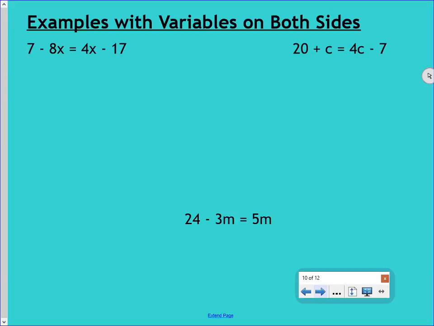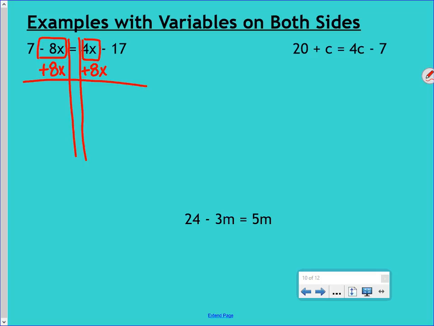Examples with variables on both sides. Step number 1, distribute. There are no parentheses, we do not have distribution. Step number 2, get variables to one side. I have negative 8x and 4x. See how I box the negative with the 8? That minus sign stays with the 8. I get those to one side. I'm going to pick the smaller one. Negative 8 is smaller than 4, so I'm going to undo subtraction, add 8x to both sides.